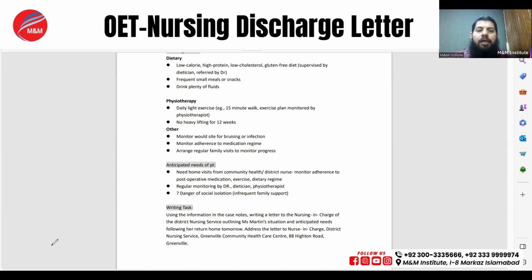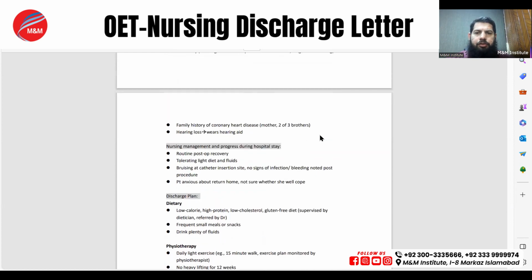So now, after reading this discharge plan and the writing task, we would have an idea that it is something related to a discharge plan, and this discharge plan has to be ensured by this nursing in charge. Anyhow, on the first page, you can see in the nursing management and progress during hospital stay, it's very concise information. They have mentioned that everything was normal. She was taking a light diet and fluids, and the same has to be continued.